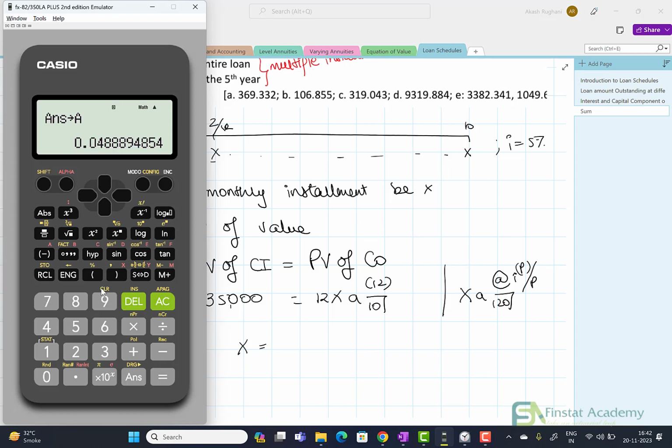So that will be 12 into A 10 12. Yeah, so that is nothing but 1 minus 1 plus I, so 1.05 raised to minus 10, the whole divided by I12, which I already have stored as A. Yeah, I get my answer here, 94. Yeah, 35,000 divided by the answer.